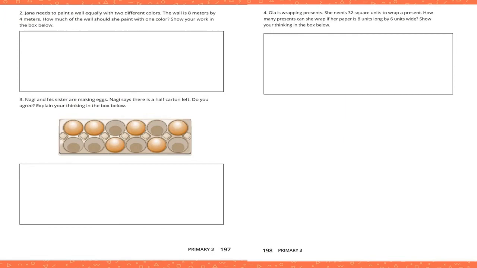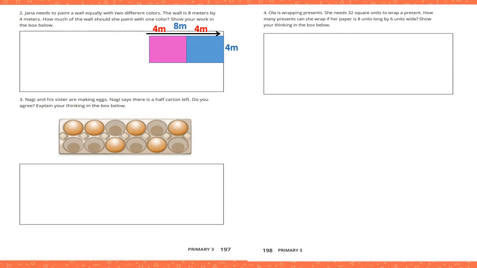Page 197. Jana needs to paint a wall equally with 2 different colors. The wall is 8 meters by 4 meters. How much of the wall should she paint with one color? Show your work in the box below. So I will draw a rectangle with the 2 different colors. The purple color and the blue color. Okay?